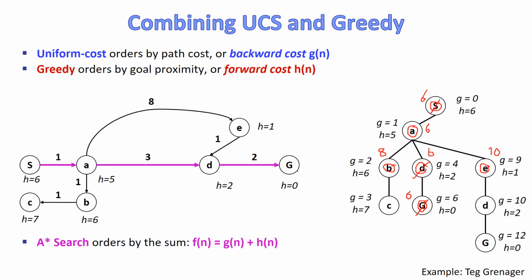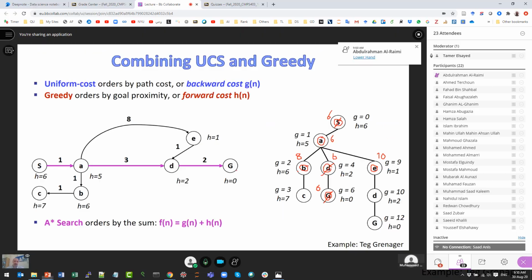So this is A star, and as you see, A star combines both uniform cost search, by considering the backward cost, and the greedy search, by considering the forward cost. Abdurrahman?